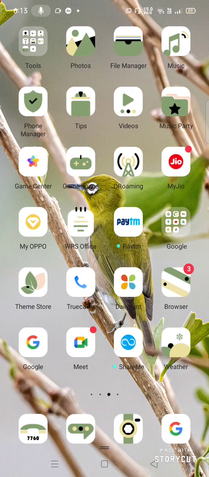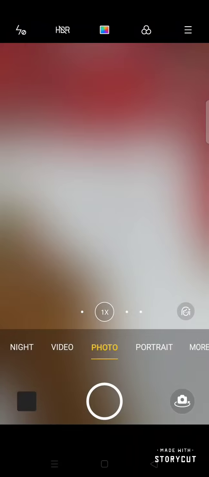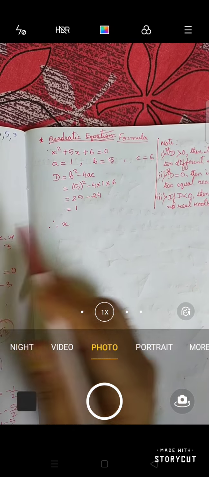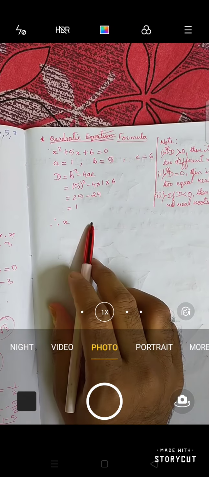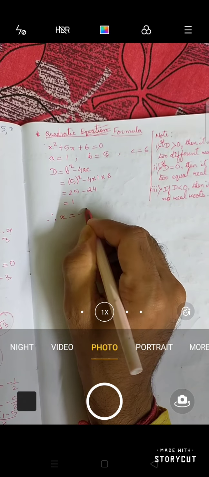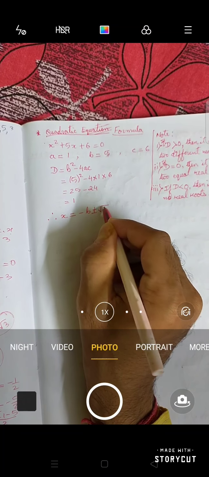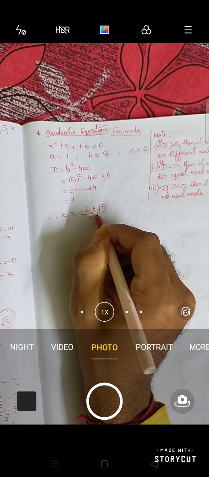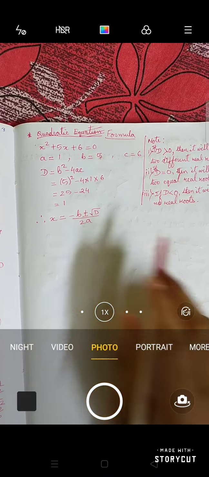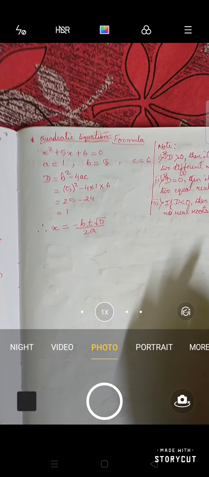After finding D, therefore x is equal to. If you are having x, you will write x. If you are having y, you will write y. Whatever variables you are having, you will write according to that. So we are having x, I'll write x. Now this is the formula: x equals minus b plus minus root D over 2a. By using this formula, we can find the zeros of the polynomial. Is it clear?